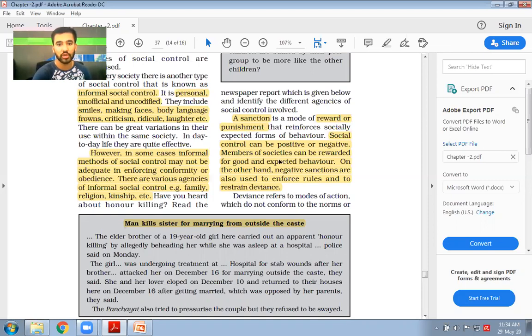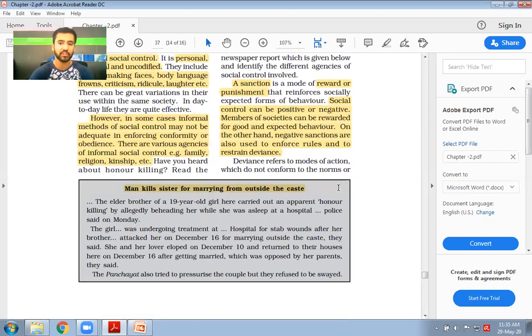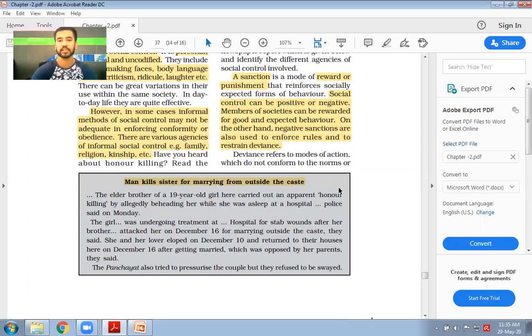Social control can be positive, negative. I've already discussed all these things with you. Positive sanctions reward good behavior and expected behavior. On the other hand, negative sanctions are used to enforce rules and to restrain deviance. Restrain means to put restrictions on deviant human behavior, right? Now, deviant refers to a mode of action, as I've already discussed with you, which does not conform to the norms.